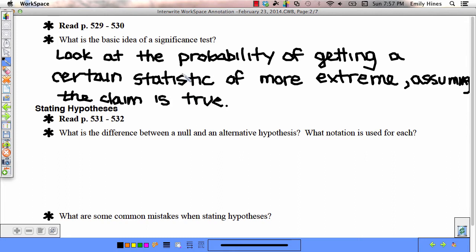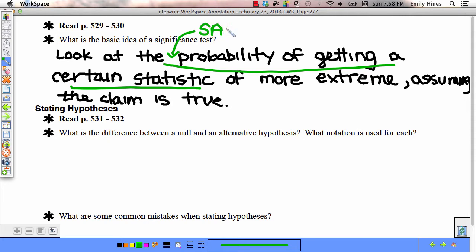For those of you who have taken pre-cal, you may have talked about indirect proofs, like assuming something is true or false until you prove otherwise. It's kind of the same thing here. We are going to assume the claim is true, and then we're going to look at the probability of getting a statistic of that value. And when I look at the probability of getting a statistic, that is where my sampling distribution comes in. So once again, we're talking about the things from chapter 7. I'm going to be using our sampling distribution and not the population distribution.